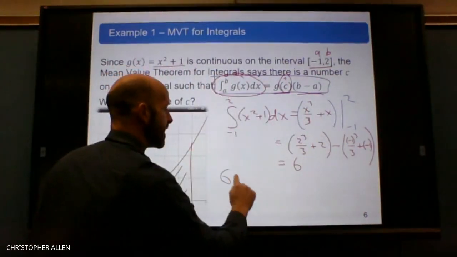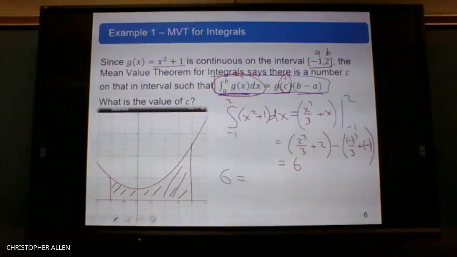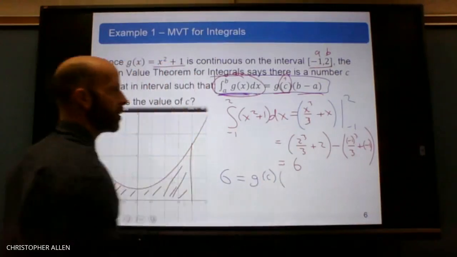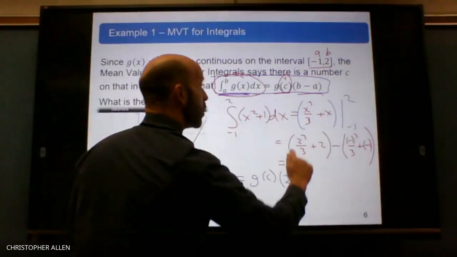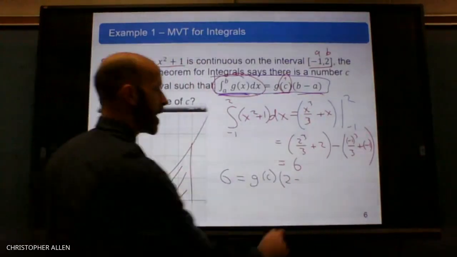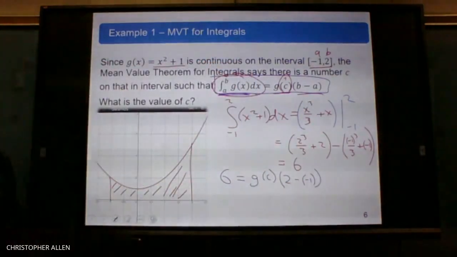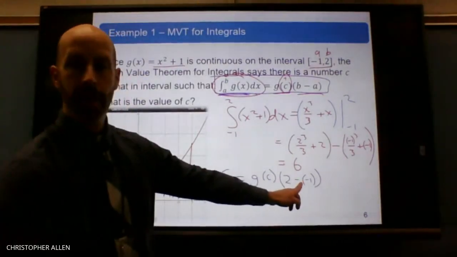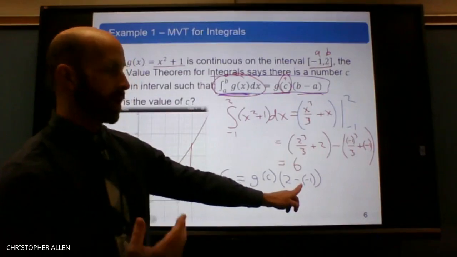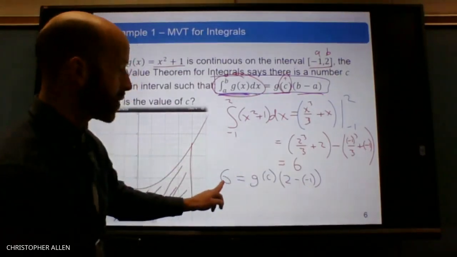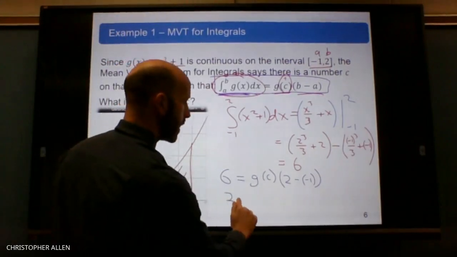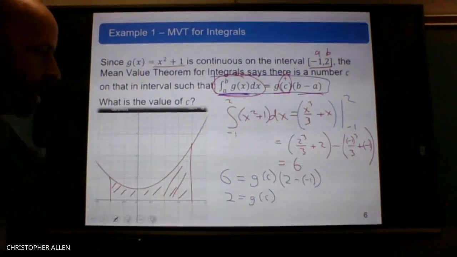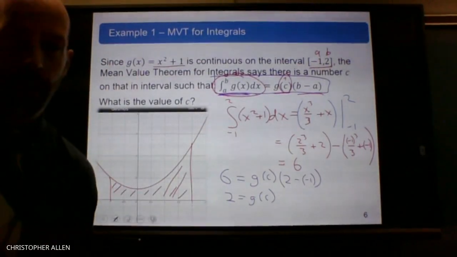I'm going to say 6, which is the value of the definite integral, is equal to g of c times, and what was b? Well, it was 2. And what was a? -1. By the way, when you minus a negative, you're going to get +1. And 1 plus 2 is 3. And then when I divide both sides by 3, you're going to get, I think, 2. So the question is, when is g of c equal to 2?